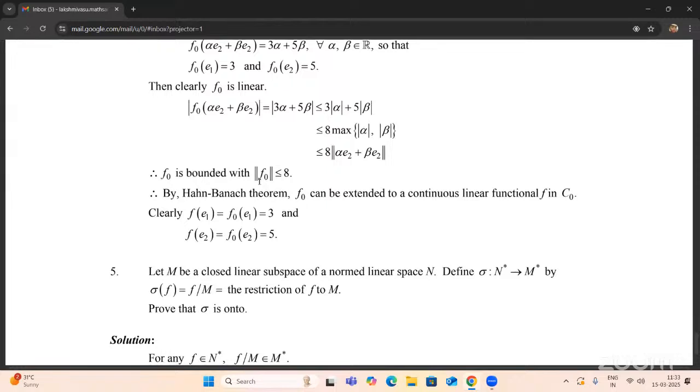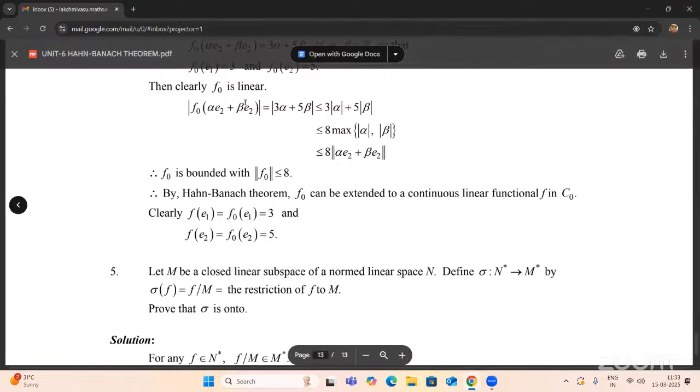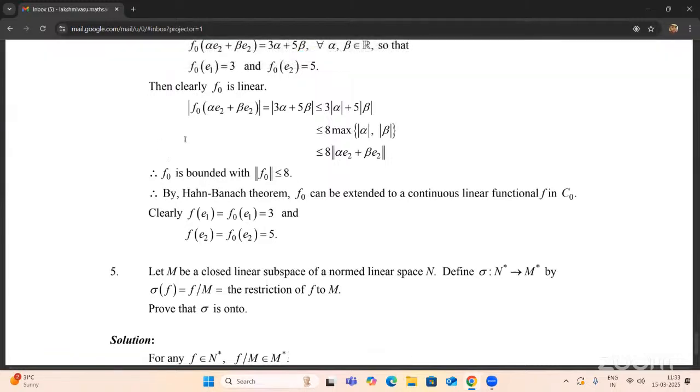So you must write the absolute boundedness of the part, mod f naught of alpha E1 plus beta E2. Here it is E1 and E2. Students, listen carefully. Please rectify this mistake in the self-assignment questions. Alpha E1 plus beta E2.